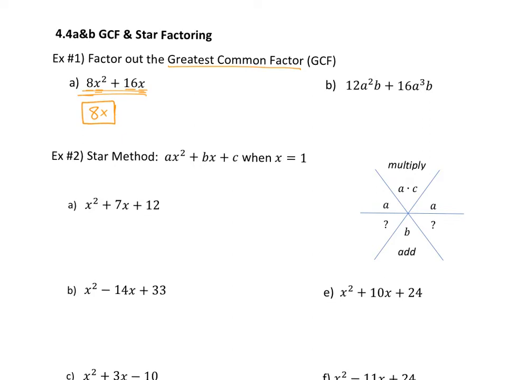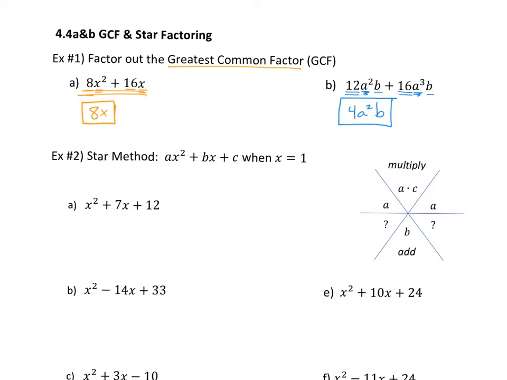Same thing for letter B there. If we're going to factor out the GCF, we're asking ourselves, what are 12 and 16 both divisible by? The biggest number we can divide both of those by is a 4. Then we have a squared and a cubed, and both of those would be divisible by an a squared. So we could take an a squared out of both of those. And then you have a b and a b, so we can factor a b out of both of those, and that would make our greatest common factor 4a squared b.